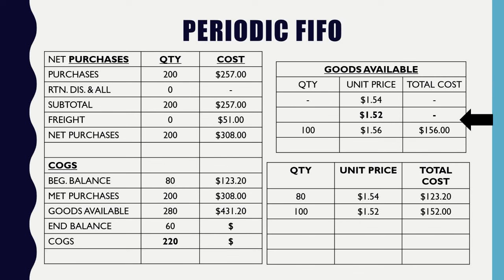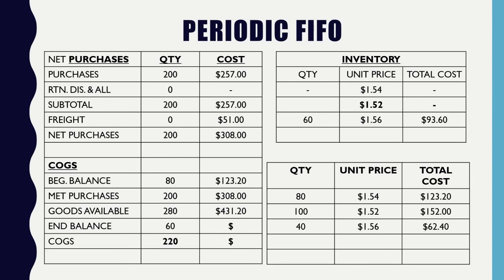So in this case, I'm going to take my 40, okay, and because the cost per item is going to be $1.56, I need to calculate what that total cost of goods sold is if I sold 40 units at $1.56, right? That's going to give me a total of $62.40. And that's going to leave my ending balance with 60 units left at $1.56, giving me a total of $93.60.